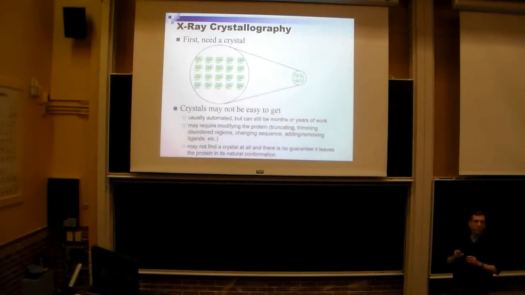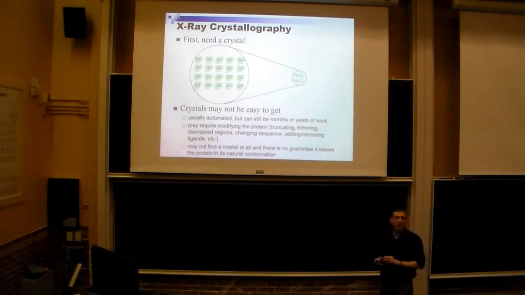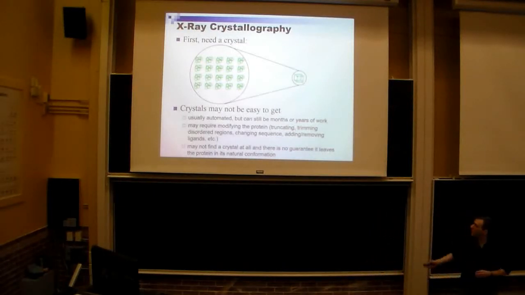There may be long loops inside the protein, and they'll cut those out and put in something shorter that's less flexible. You may, in some cases, need to change the sequence in various other ways, make amino acid substitutions to get it to fold, to get it to pack correctly in these crystals.